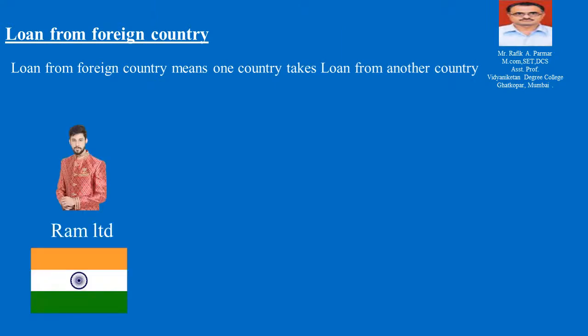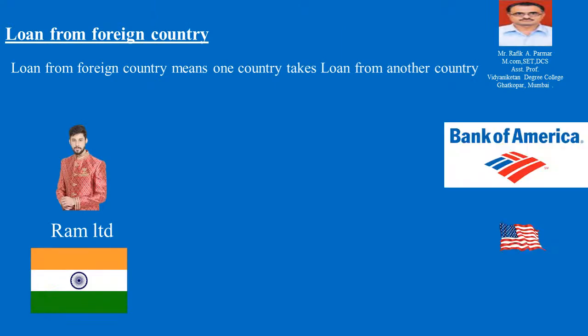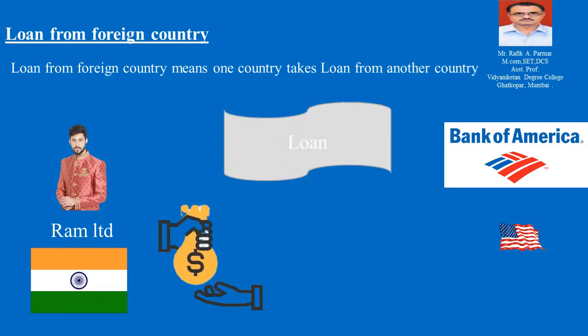Next is loan from foreign country. Loan from foreign country means one country takes loan from another country. Like there is RAM Limited from India. Now RAM Limited from India is taking loan from Bank of America of USA. So this is called loan in.